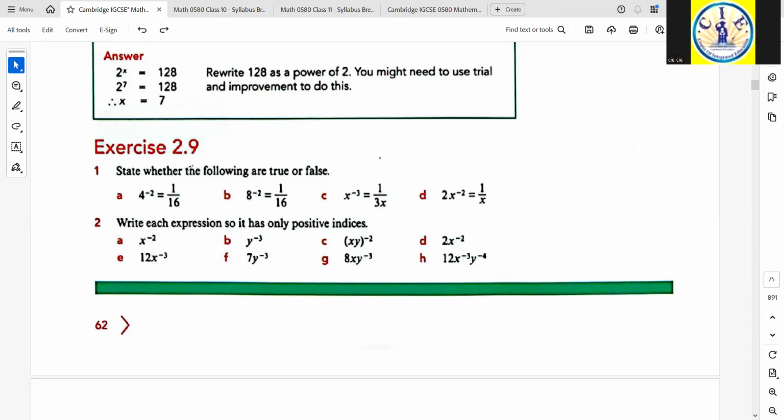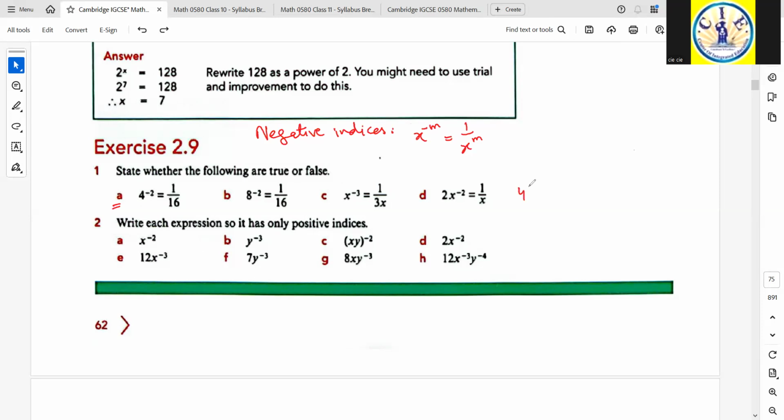Exercise 2.9. This exercise pertains to the rules of indices and particularly the negative indices rule. That rule states that if x is having a negative index m, it can be written as 1 divided by x raised to power m. Okay, applying this rule to part A, state whether the following are true or false.